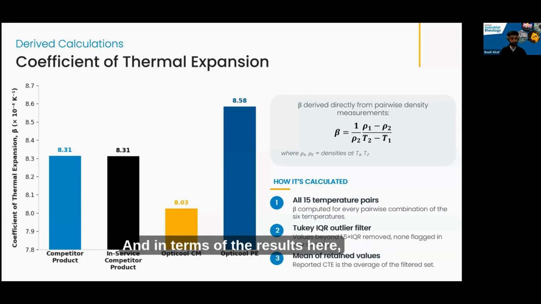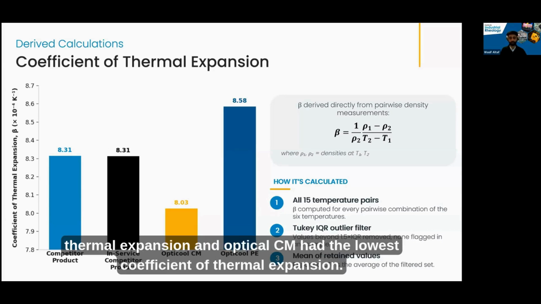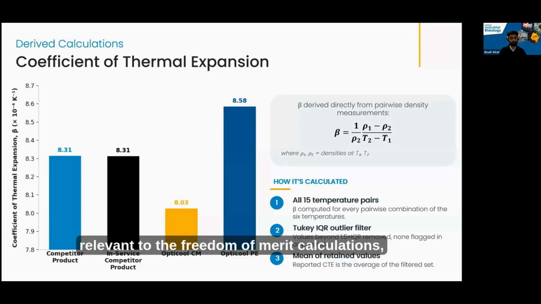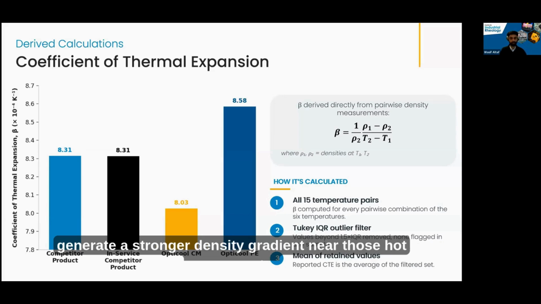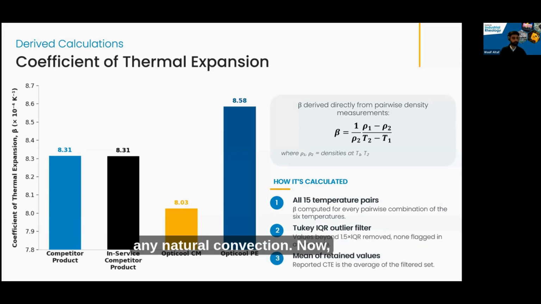And in terms of the results here, we can see that the optical PE sample showed the highest coefficient of thermal expansion, and optical CM had the lowest coefficient of thermal expansion. And physically, what the coefficient of thermal expansion is capturing relevant to the figure of merit calculations is that a fluid which expands more when heated will generate a stronger density gradient near those hot components. And that's what's going to drive any buoyancy-driven circulation in any natural convection systems.